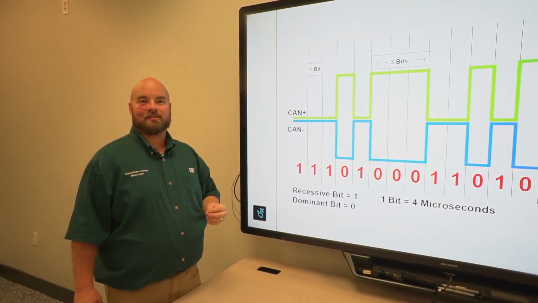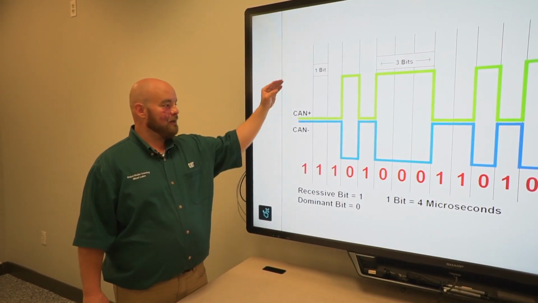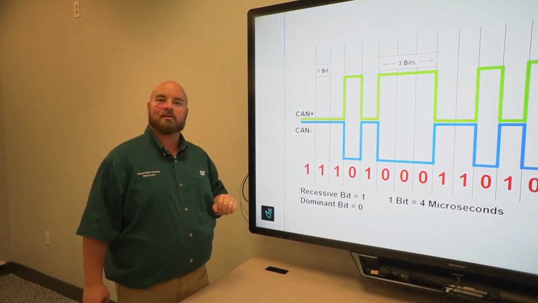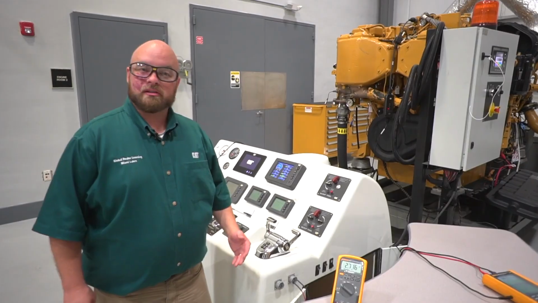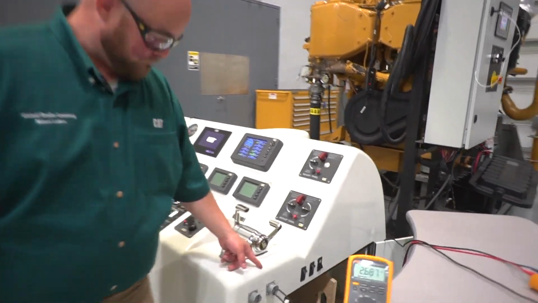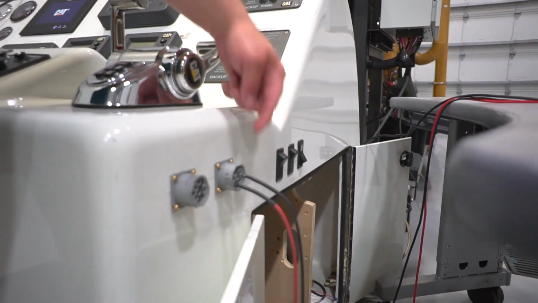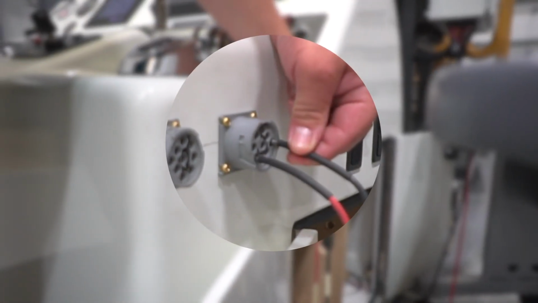That's what we should expect to see on the CAN with reference to ground for the CAN positive and CAN negative when we go to measure with a multimeter. So let's look at measuring our voltage out here on the engine. I'm down at my service tool connector, and I'm measuring on pin G, that is my CAN positive, and pin B, which is my ground.